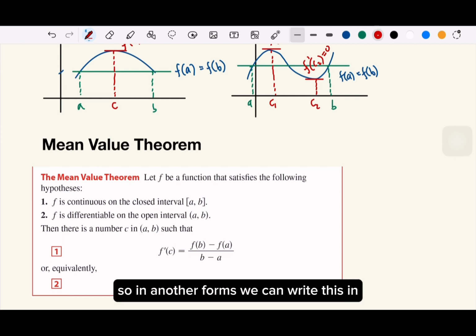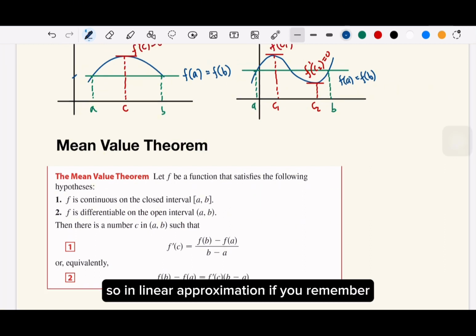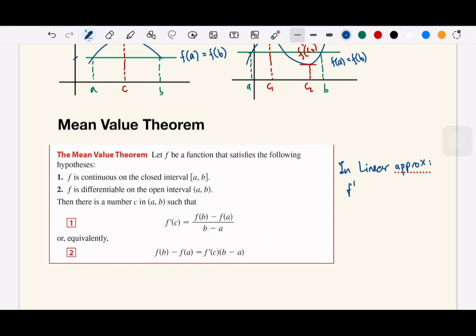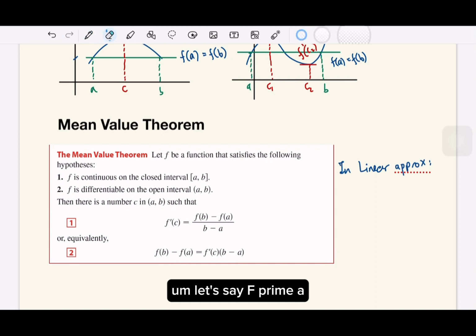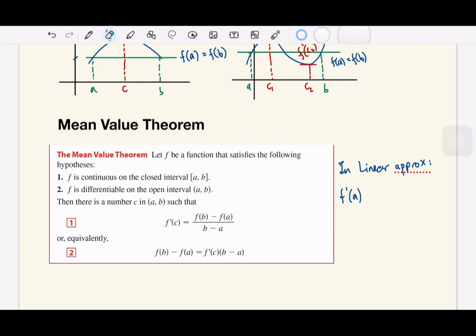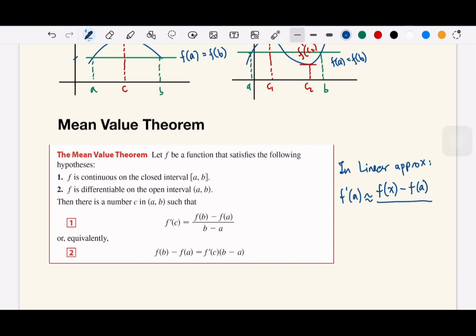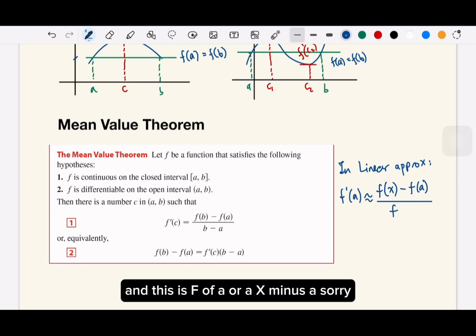So in another form, if we remember linear approximation, we have f prime of a approximated by f of x minus f of a, over x minus a.